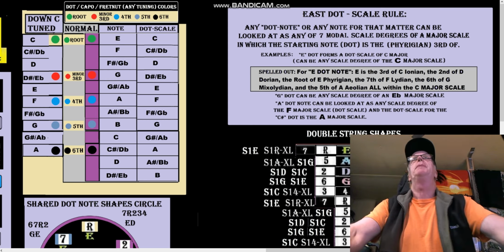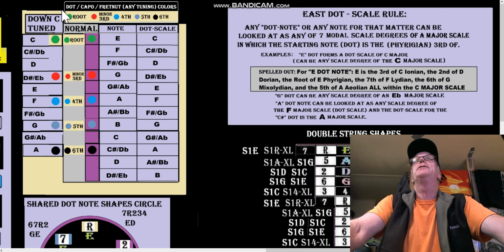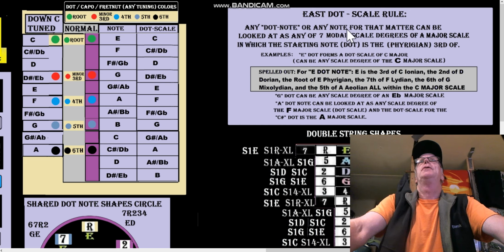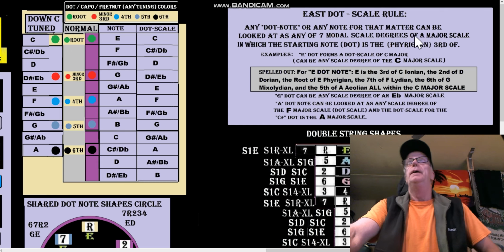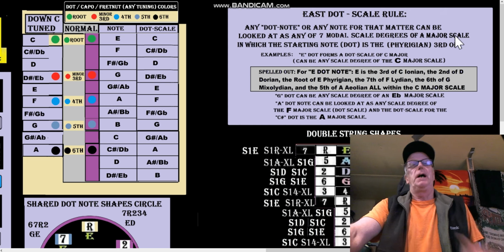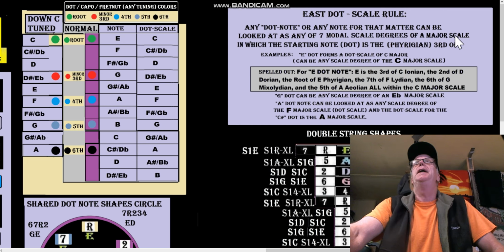Okay, we're talking about the dot scale rule. Any dot note, or any note for that matter, can be looked at as any of 7 modal scale degrees of a major scale. That's not the key of A, that's just the word "a major scale." By the way, I avoid using that whenever I can. The starting note dot is the third of.